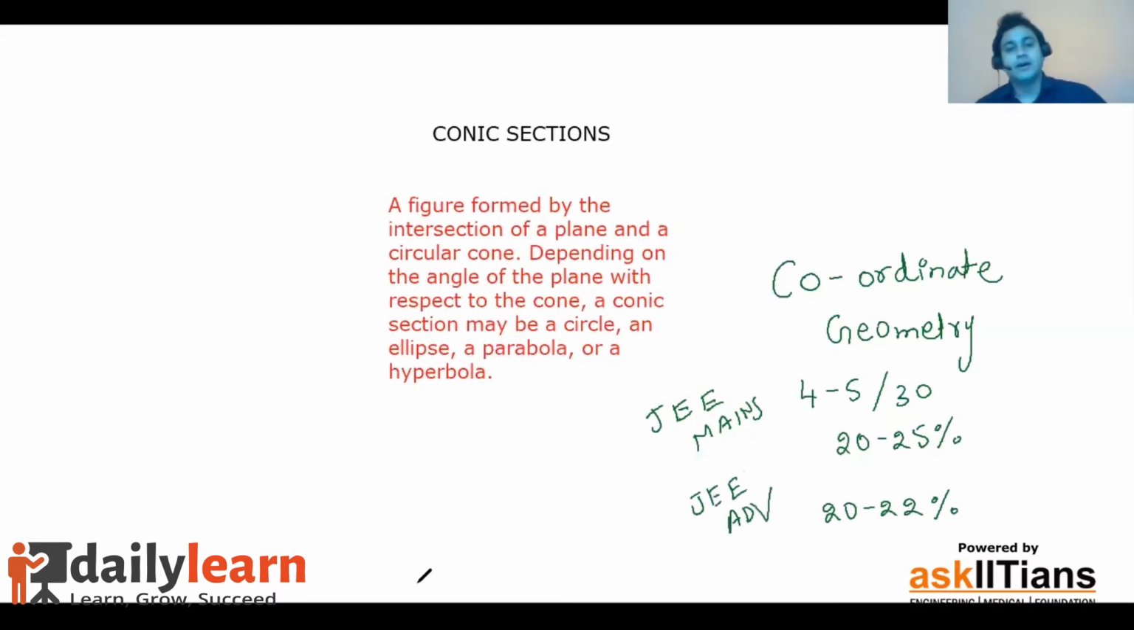Now let's discuss what actually conic sections are. It is nothing but a figure formed by the intersection of a plane and a right circular cone. Depending upon the angle, there can be different 2D curves generated: a parabola, hyperbola, ellipse, or you can also get circles. So let's try to analyze this in detail.